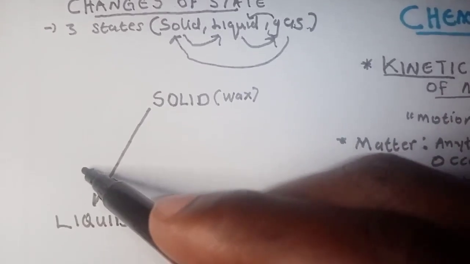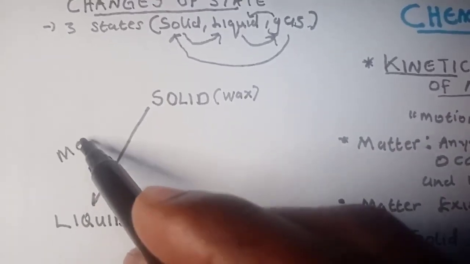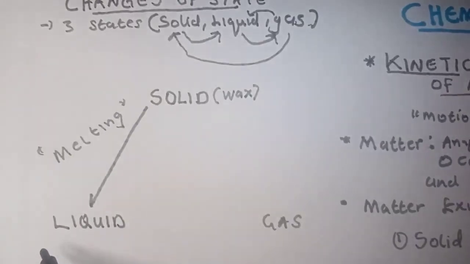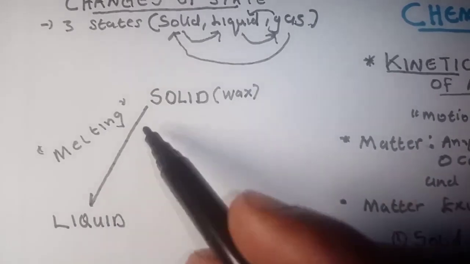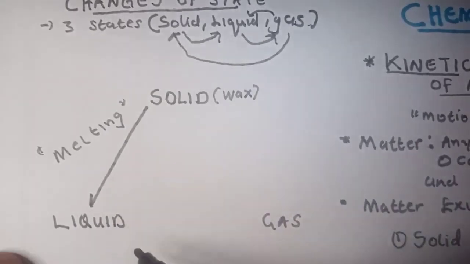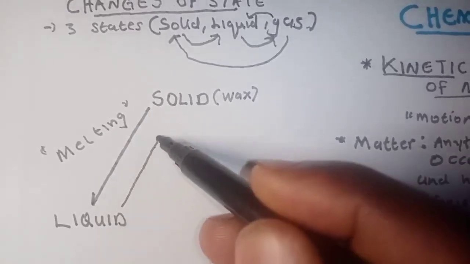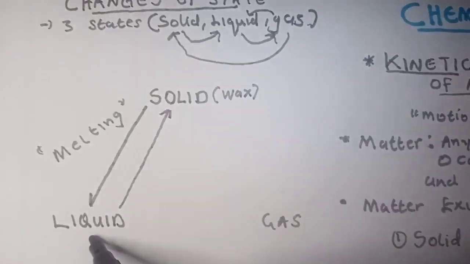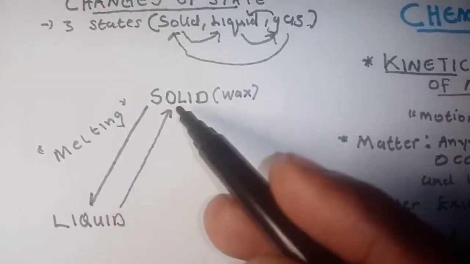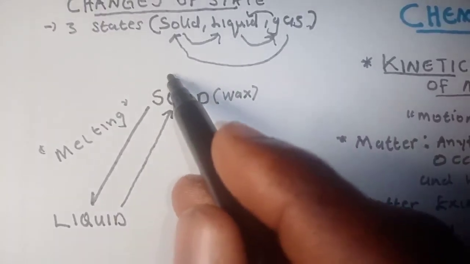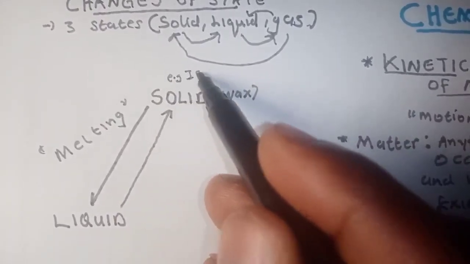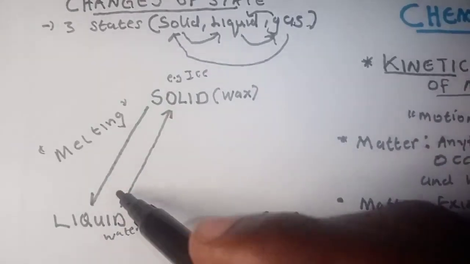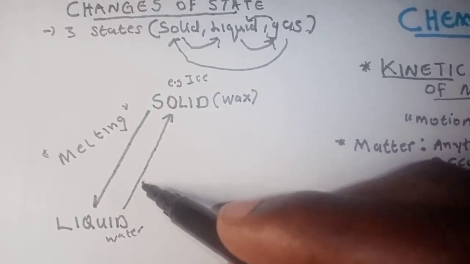So solid going to liquid, the process is called melting. Then vice versa: if you take a liquid to a solid, for example, you put water in a fridge, you find that it has become ice. Another example of a solid is ice. So here it was water, you put it in a fridge, it becomes ice. This process is called freezing.